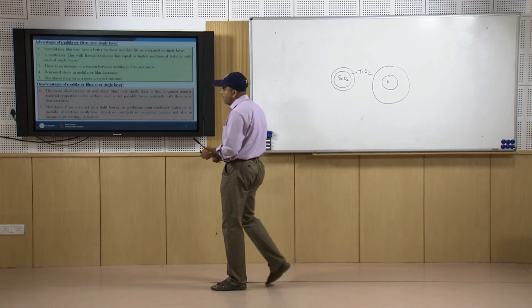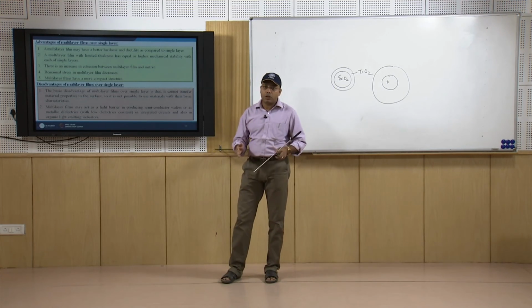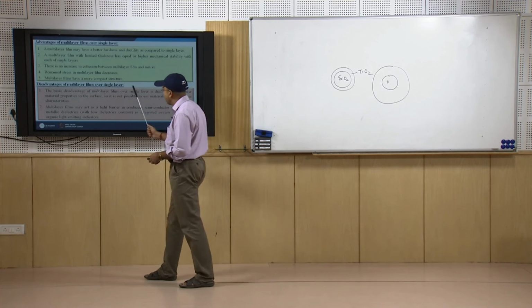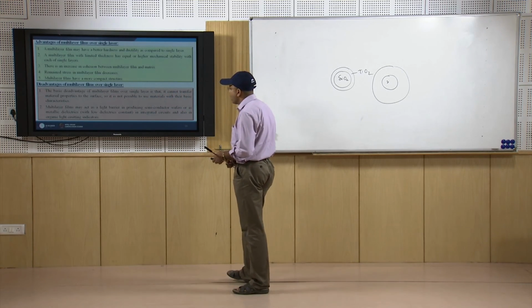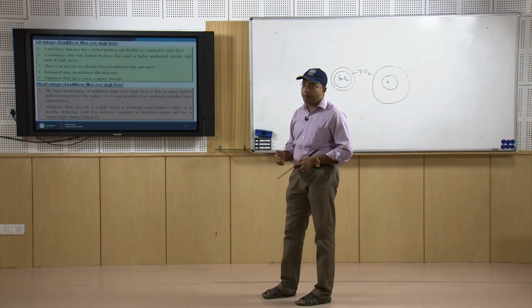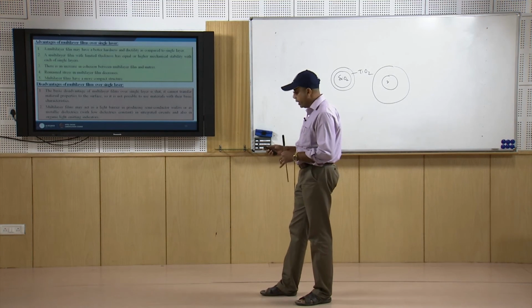Of course there are certain disadvantages, otherwise the research and development would stop. So what are the disadvantages? The basic disadvantage of multi-layer films over single layer is that they cannot transfer material properties to the surface. So it is not possible to use materials with their basic characteristics. That is the biggest disadvantage of this kind of multi-layer coating. Then multi-layer films may act as a light barrier in producing semiconductor wafers or metallic dielectrics. So sometimes it can create certain problems for electronic purposes. That is also a disadvantage of using multi-layer coating over single layer coating.